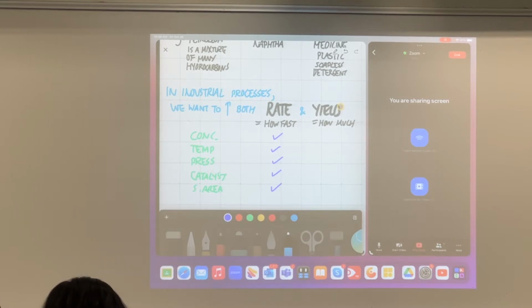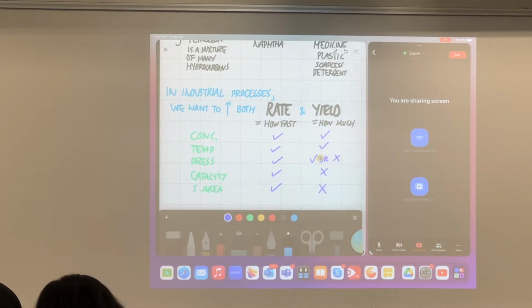But yield is only affected by how many of the same factors? 3, the first 3. And for pressure, I'm putting tick or cross here. Why? Do you remember what kind of reactions have no change in yield when I increase or decrease the pressure? Is it when the number of gases on the 2 sides is equal, or when the number of gases on the 2 sides is different?